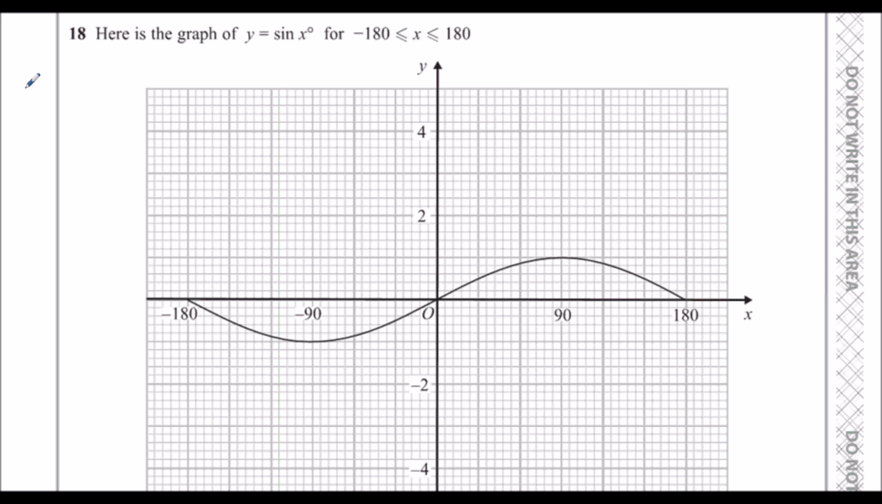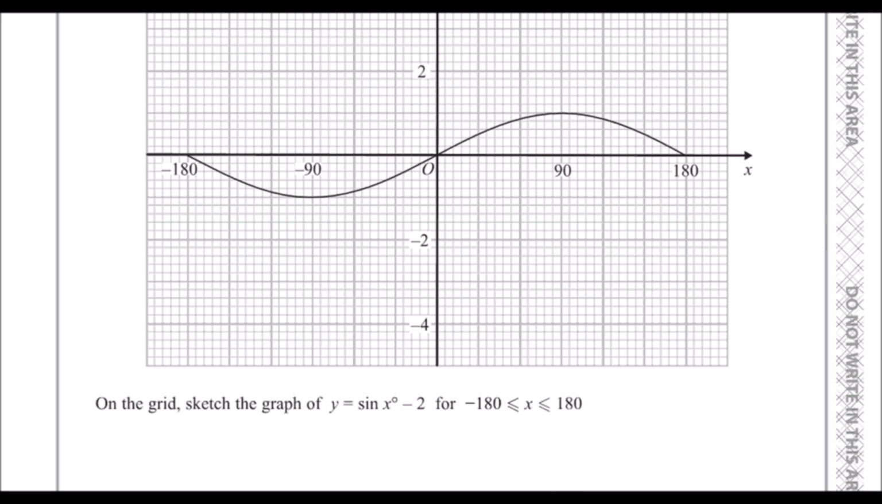Question 18. Here is the graph of y equals sine x for minus 180 to 180. Okay, it's drawn for us. On the grid, sketch the graph of y equals sine x minus 2. So we need to minus 2 from this graph. It's not inside the bracket, it's not the angle that we've minus 2 from, so it's outside the bracket. That means it changes the y and it brings it all down by 2 spaces.